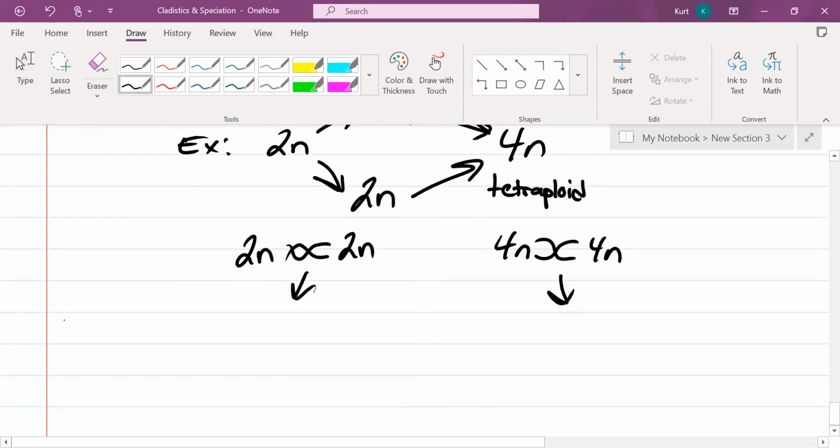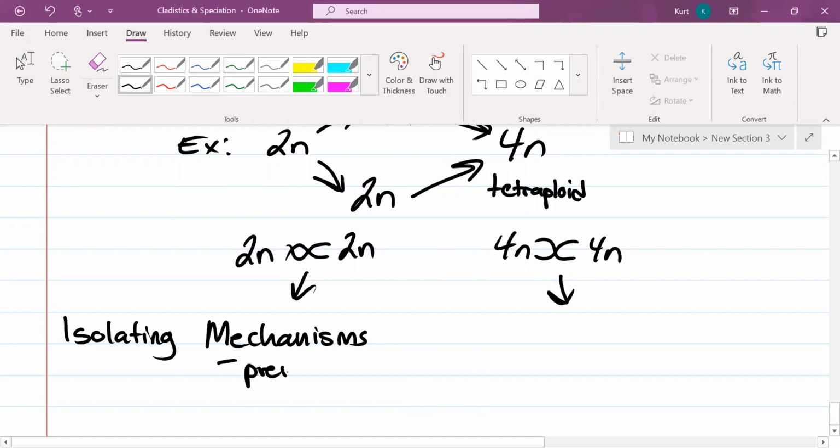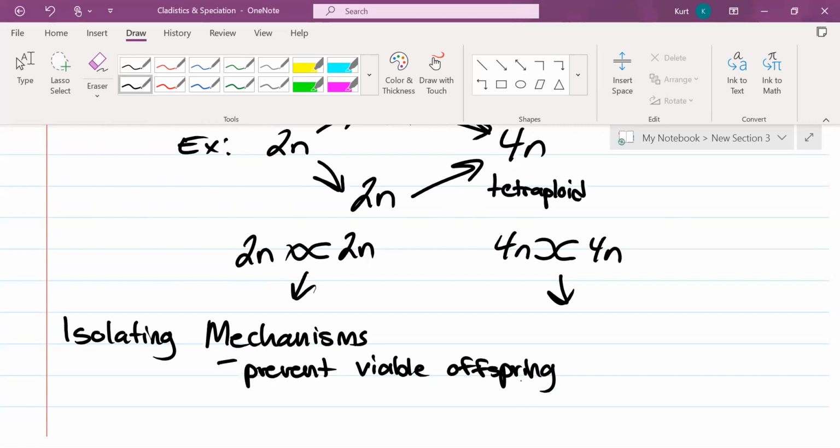And then you also have something called isolating mechanisms. Isolating mechanisms are what basically prevent viable offspring. You know, for example, a horse and a donkey make a mule. A mule cannot reproduce. So this tells us that the horse and the donkey, the parents, are not the same species. Same thing goes with the lion and the tiger. They can make a liger. Look it up. They're huge cats. But a liger cannot reproduce. So that means that its parents, the lion and the tiger, are different species.